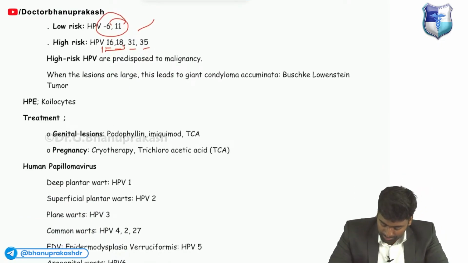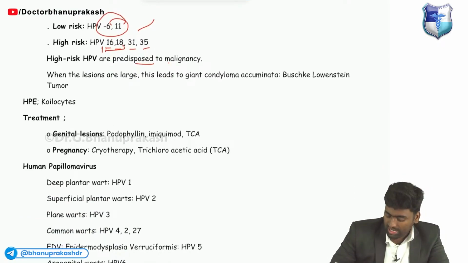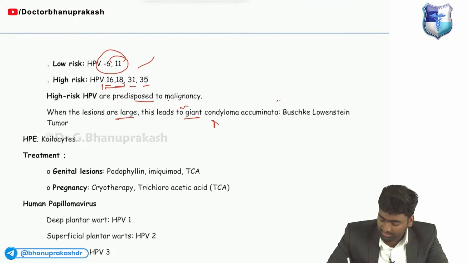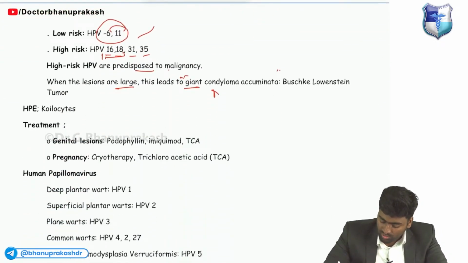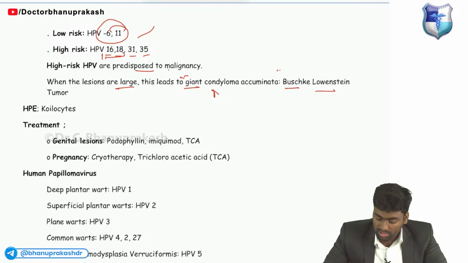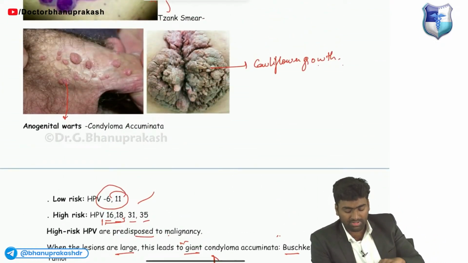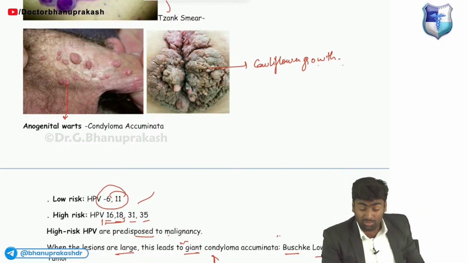It can predispose to malignancy, and when it becomes large, we call it giant condyloma acuminata, also known as Buschke-Lowenstein tumor. The first one is condyloma acuminata, whereas the second one is giant condyloma acuminata.